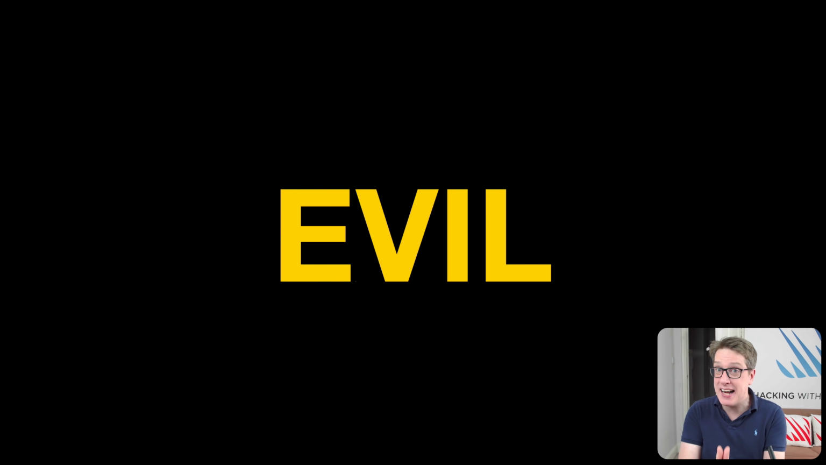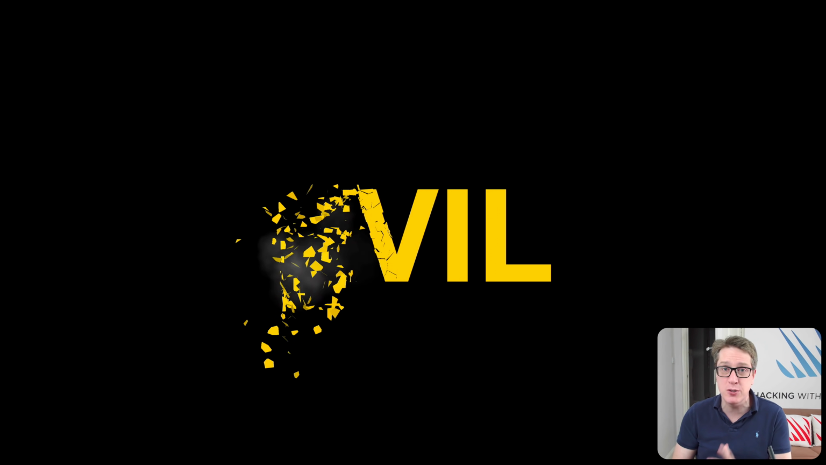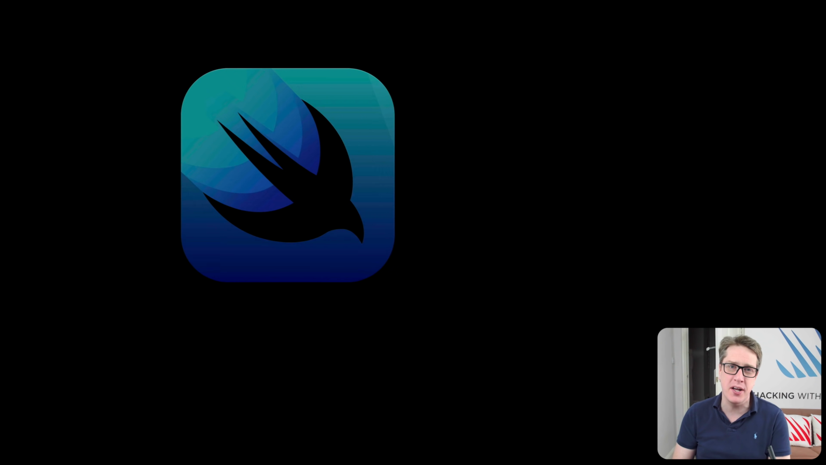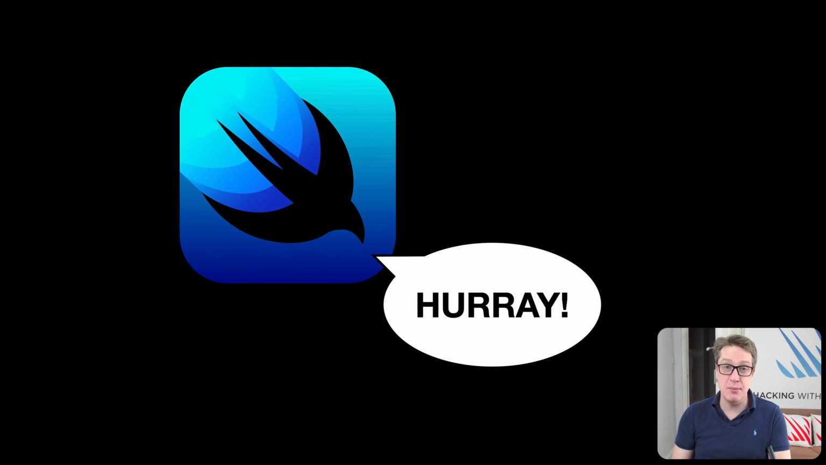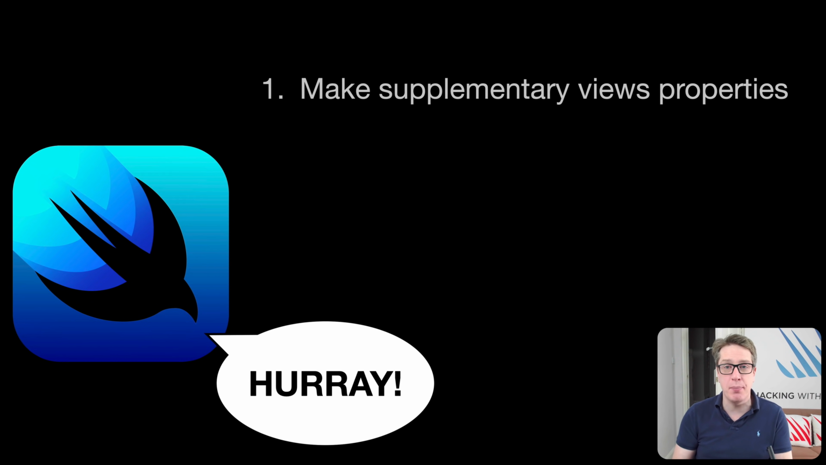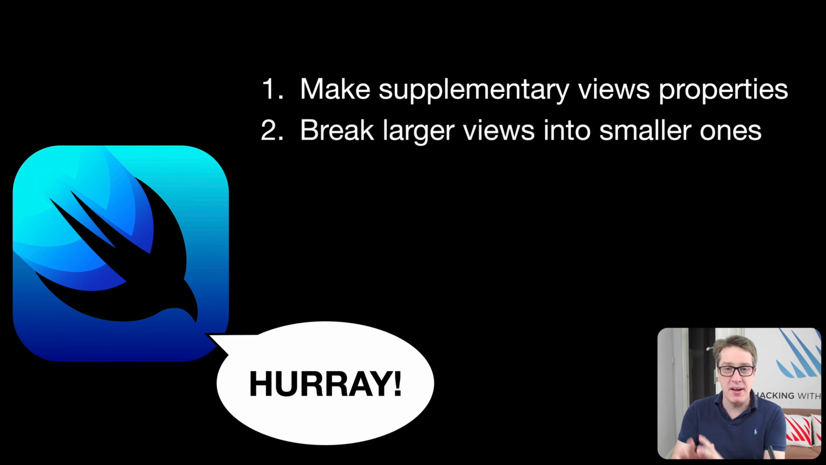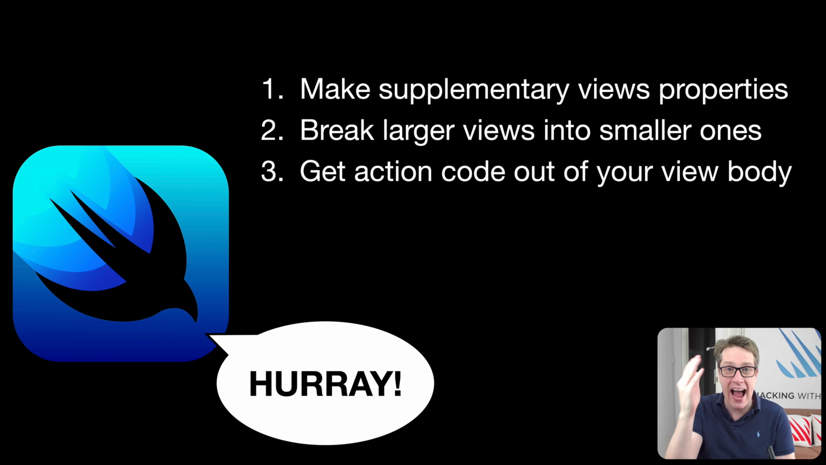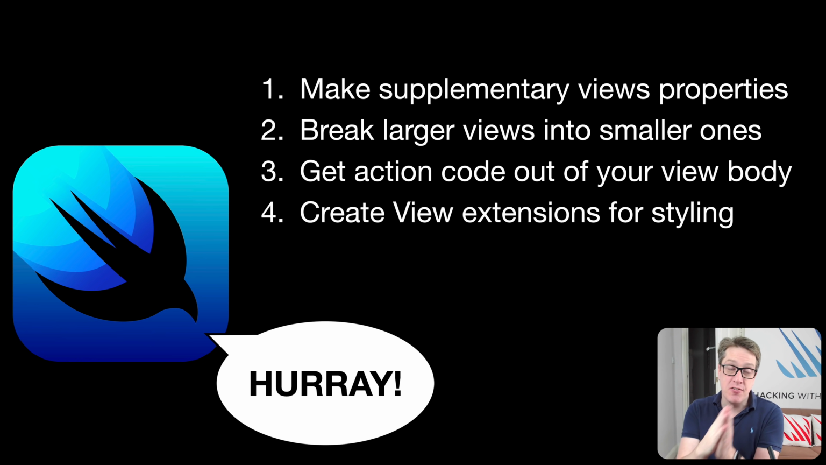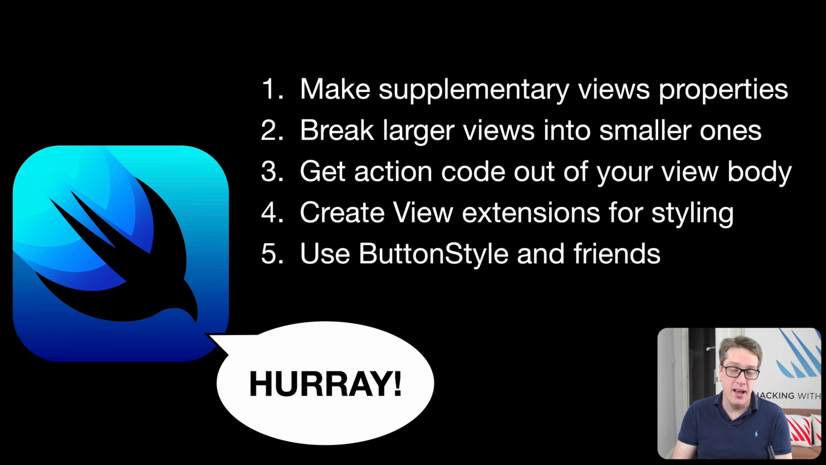And that wraps up our lightning fast discussion of how to banish evil from your SwiftUI code and replace it with beautiful SwiftUI code you can be proud of. To summarize, we covered 5 things here. First up, making your supplementary views properties like toolbars, alerts, sheets, and more. Breaking larger views into smaller ones rather than trying to use ViewBuilder. We looked at how to get action code out of your view body, make it more testable. We looked at how to make view extensions for styling, including a custom iOS or macOS one for optional code by platform. And finally, we looked at button style. There's also list style, toggle style, and many, many more.